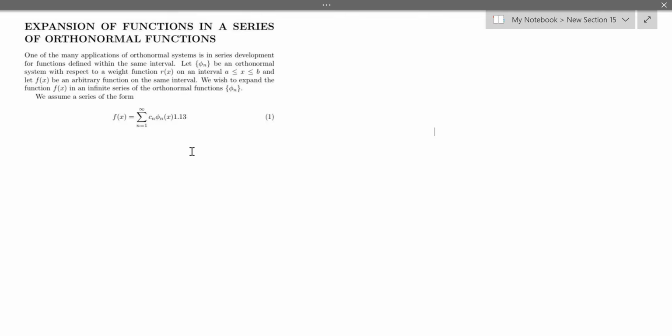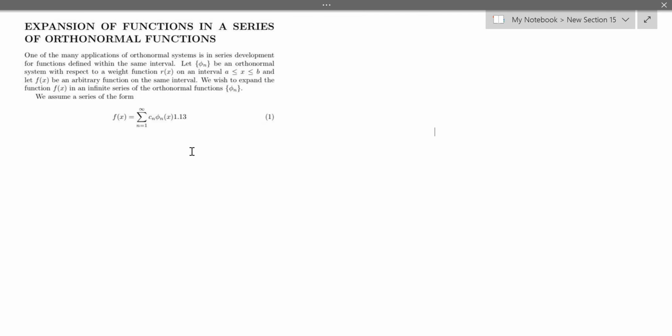Today we'll be looking at expansion of a function in a series of orthonormal functions. One of the many applications of orthonormal systems is in series development of functions defined within the same interval. That is the interval at which the orthonormal function is defined.